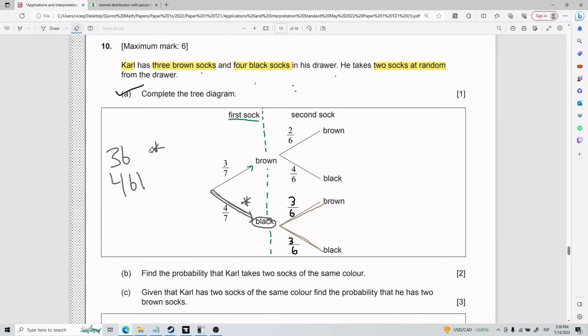Okay, now it gets a little more juicy. For part B, we need to find the probability that Carl takes 2 socks of the same color.